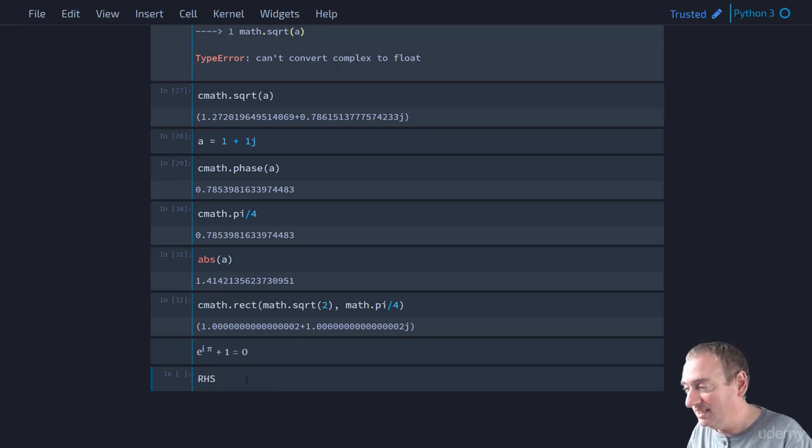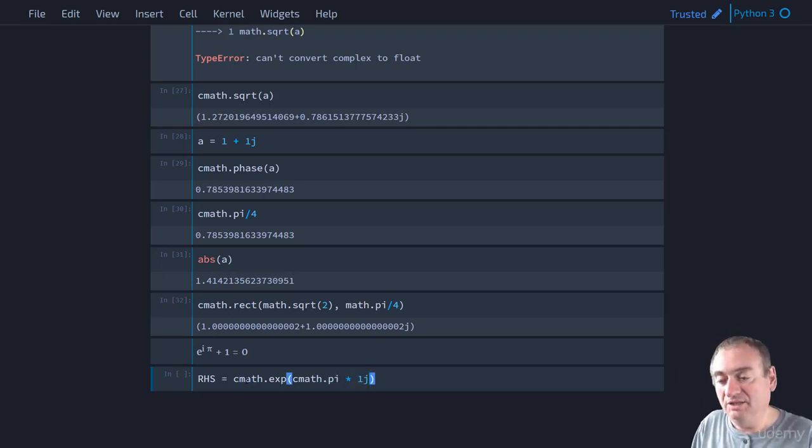So the right-hand side, we have to use the exponent. The exponential function is done using the exp function in the CMath module. So what do we want to take the exponential of? Well, we want I pi. So we want CMath or math.pi, doesn't matter, times 1j, right? We want to make it into a pure imaginary number. That's one way of doing it.